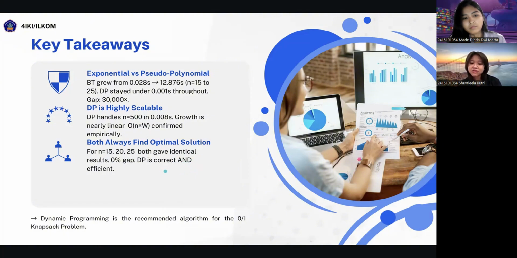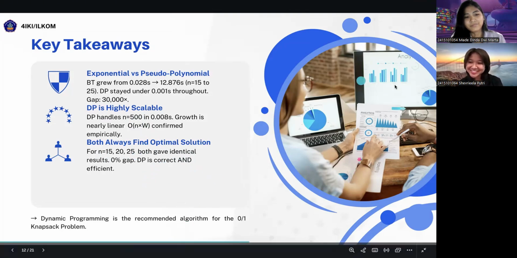So our final recommendation is we use dynamic programming for the 0-1 knapsack problem. So for the close, I will give it to Dinda.